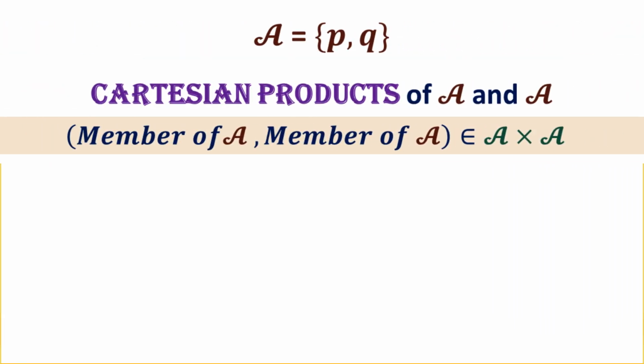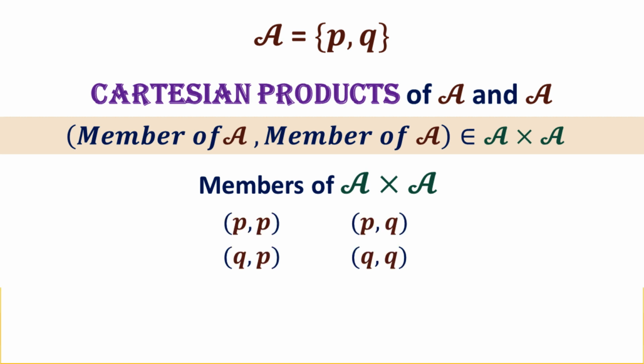The Cartesian product of the two sets A and A is denoted by A cross A. And each member of A cross A is also a two-tuple. The first component of the two-tuple is any member of A, and the second member of the two-tuple is also any member of A. Therefore the members of A cross A are listed, and the number of members of A cross A is 4.